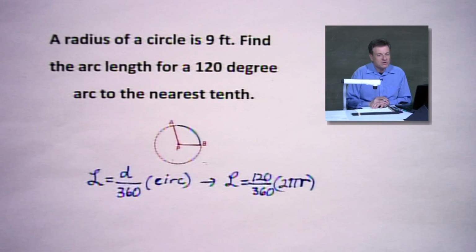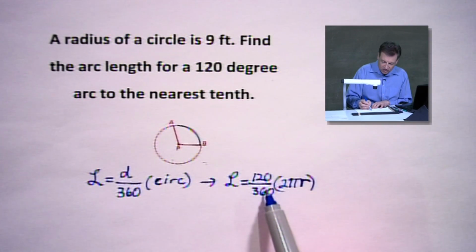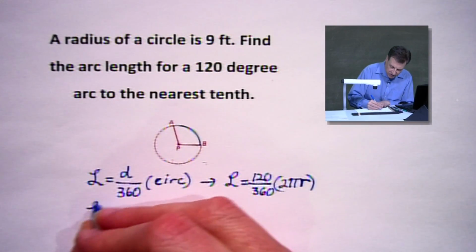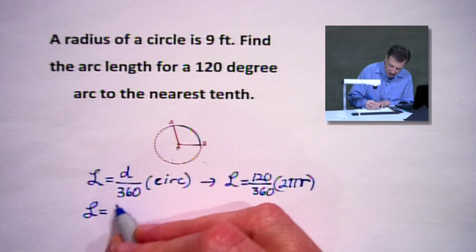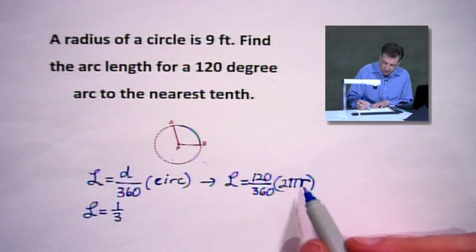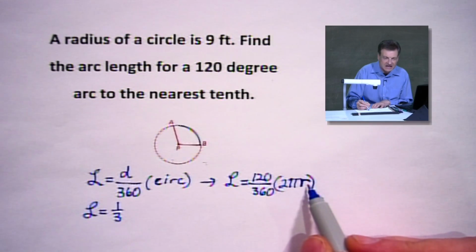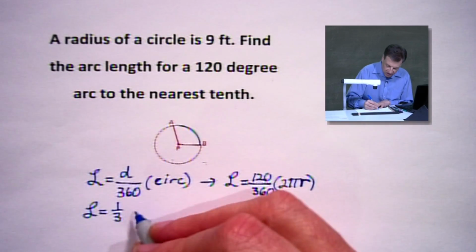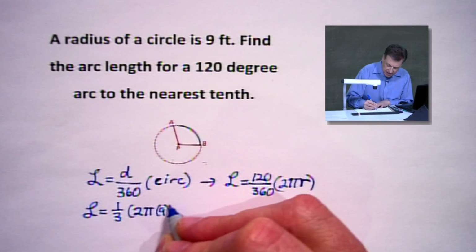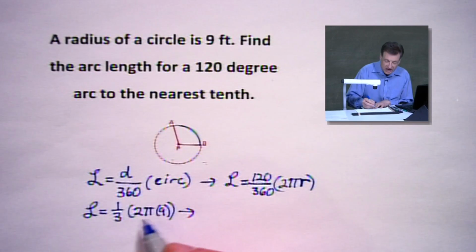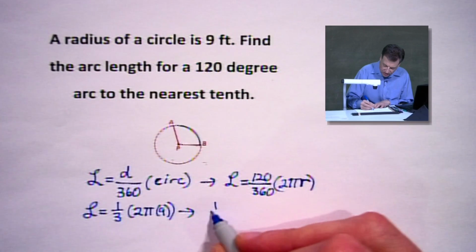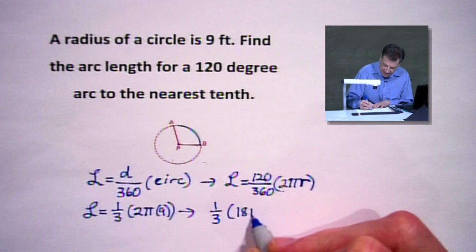Now what we're doing with this here, we're going to reduce this fraction, this 120 over 360. So we're coming back to say our length is now 1/3 of the circle, 1/3 of the circumference. So I got the 2, I've got the pi, let's put a 9 in for r. So we're going to say 1/3 of 2 pi times our 9. And that's going to give us, folks, 18 pi. Well, it's going to give us 1/3 of, as I said, 18 pi.